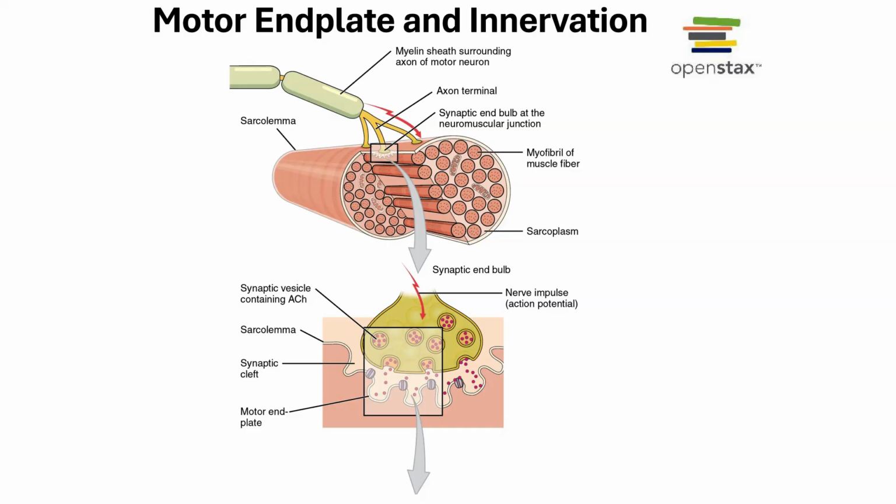The synaptic cleft, which is the tiny space between the axon terminal and the motor end plate. Neurotransmitters must diffuse across this gap to stimulate the muscle cell.